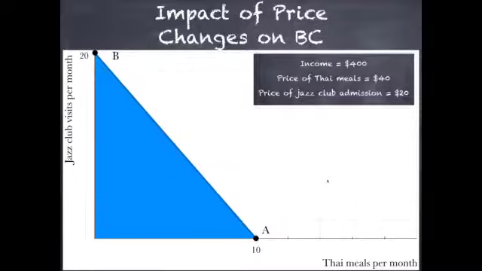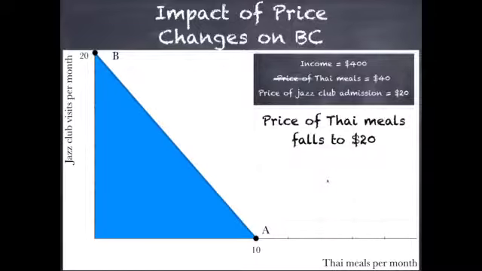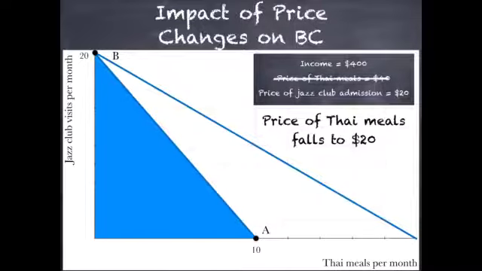Let's see what happens to the budget constraint. We want to see what's the impact of a change in price on the budget constraint. So let's assume that the price of Thai meals falls to $20.